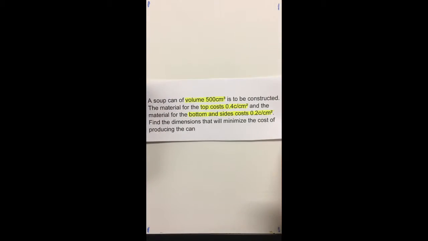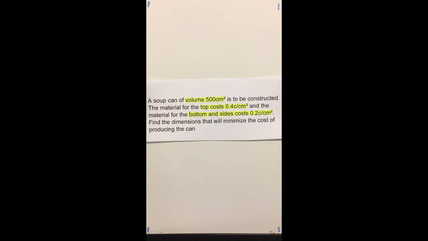In this question, we're asked to find the dimensions of a soup can so that the cost will be the lowest possible. The question reads, a soup can of volume 500 centimeters cubed is to be constructed. The material for the top costs 0.4 cents per centimeter squared, and the material for the bottom and the sides costs 0.2 cents per centimeter squared. Find the dimensions that will minimize the cost of producing the can.